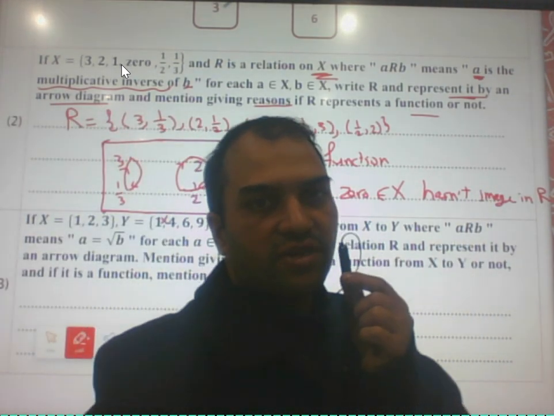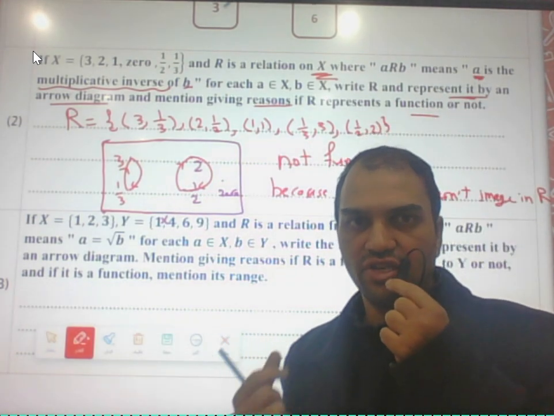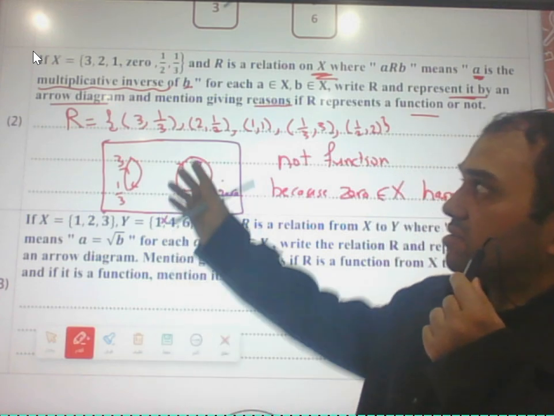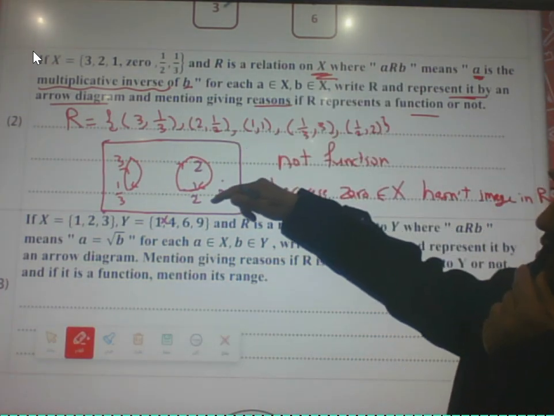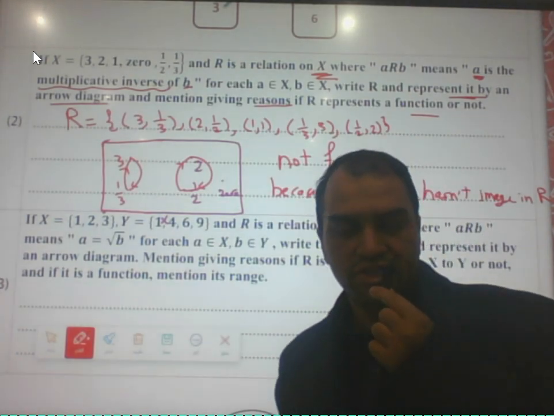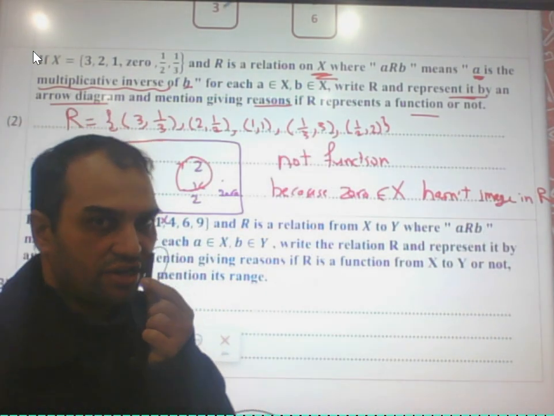So the relation here must be a function if each element in x has one image in y. About this, we have x and also y. Look at 0. 0 hasn't any image. This is not a function. This is a relation here, not a function. Why? Because 0 hasn't any image in the relation.